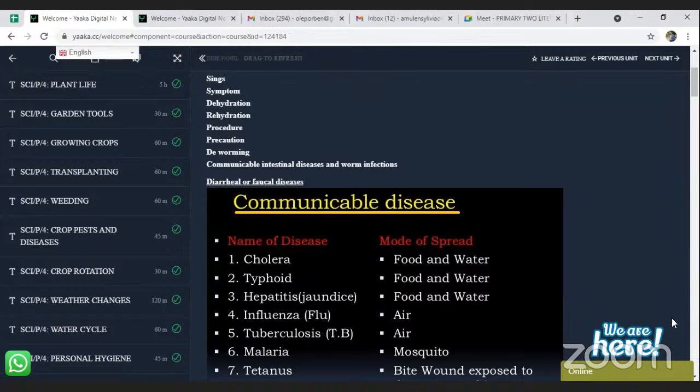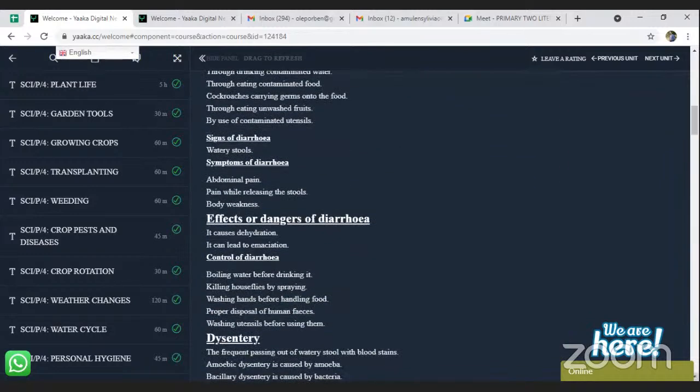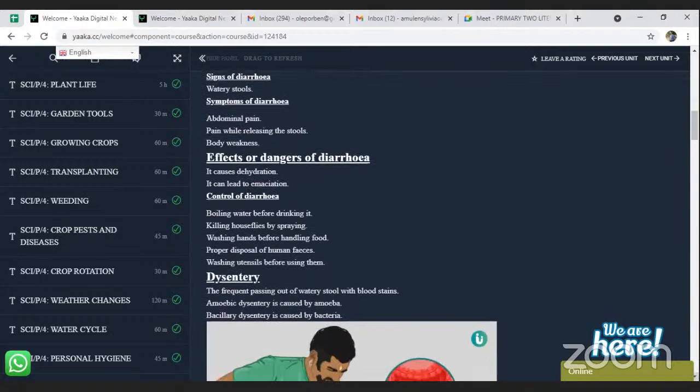Dysentery: the frequent passing out of watery stool with blood stains. Amoebic dysentery is caused by amoeba. Bacillary dysentery is caused by the bacteria. Amoebic, listen a little bit. So this one is amoebic dysentery. It's caused by amoeba. You can say amoeba or amoeba, but usually we just say amoeba. So amoebic dysentery is caused by amoeba, and then bacillary dysentery is caused by bacteria.